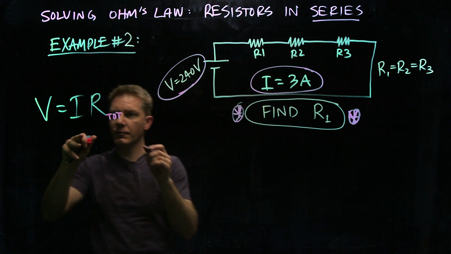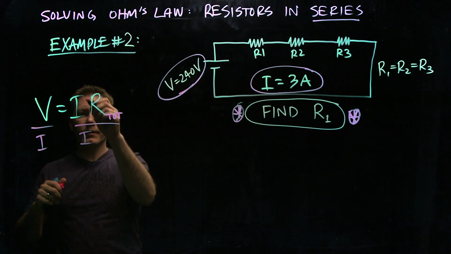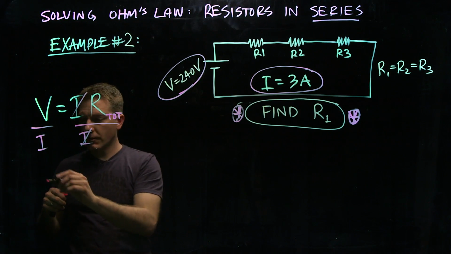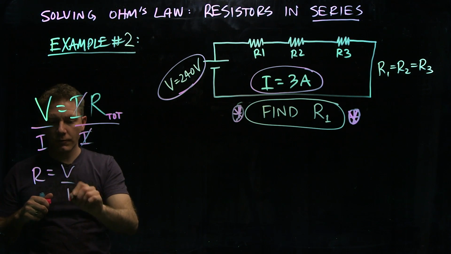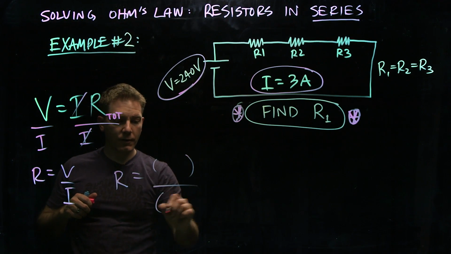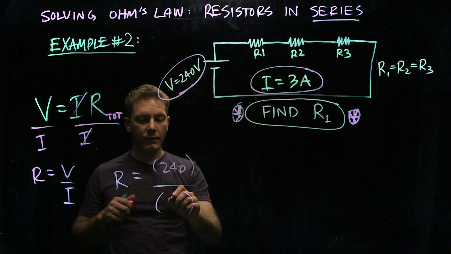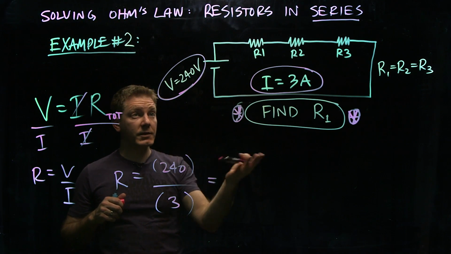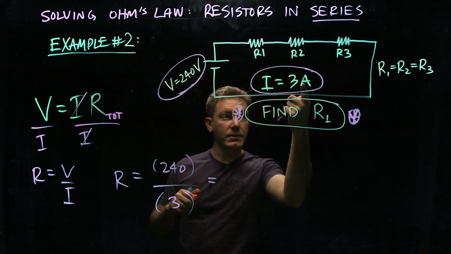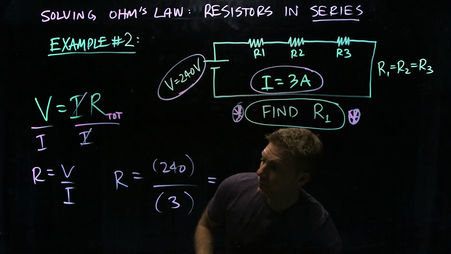So we have to get R by itself. That means we divide both sides by I. And these go away. So V over I equals R. So R is equal to V over I, which is 240 over 3. And that was easy because this is volts and this is amps. So this will be ohms. That's what we wanted. So we got what we wanted.